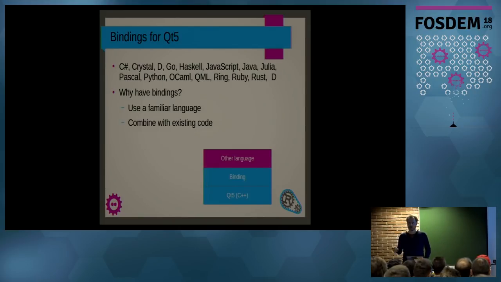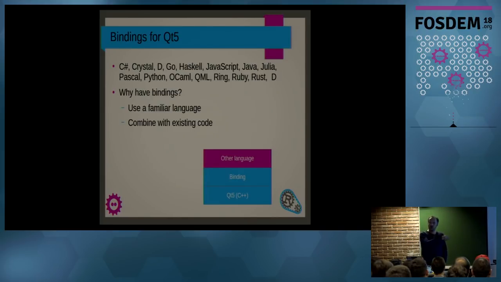There are tons of bindings already for Qt, lots of different languages. And yeah, why do you normally have bindings? You want to use a language which is more familiar to you. Qt itself is written in C++, and maybe you're more familiar with one of the languages on top here. Or you have a large project, and maybe all the guys from the lots of logos before, those are existing projects, are interested in adding some Rust into their project. So you might want to combine existing code with it, and then you also need a library.